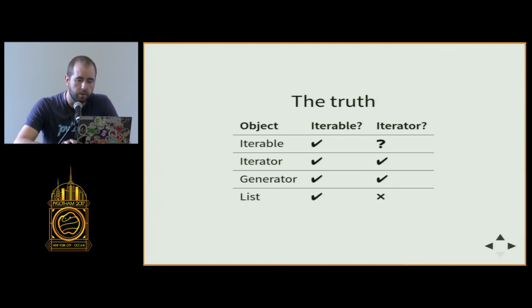So some quick review. Iterables are not necessarily iterators. Iterators are always iterables. Generators, I mentioned that they are iterators, which means they're also iterables. They are both iterables and iterators. Lists are not iterators. They don't have that property of being lazy. They are iterables, though. In fact, they're sequences as well. Don't worry about that. So iterables are not always iterators. Iterators are always iterables.